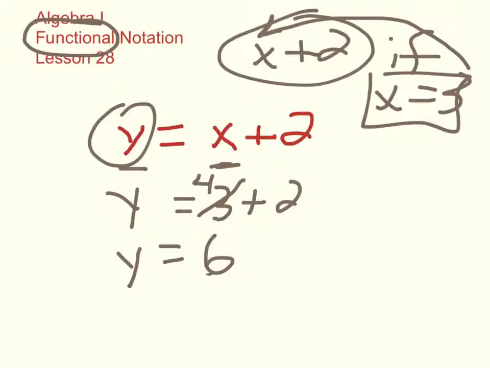So the value of y is determined by whatever we put in for x. That's just a way of saying that whatever the value of x is will determine what y is. And this is called functional notation.